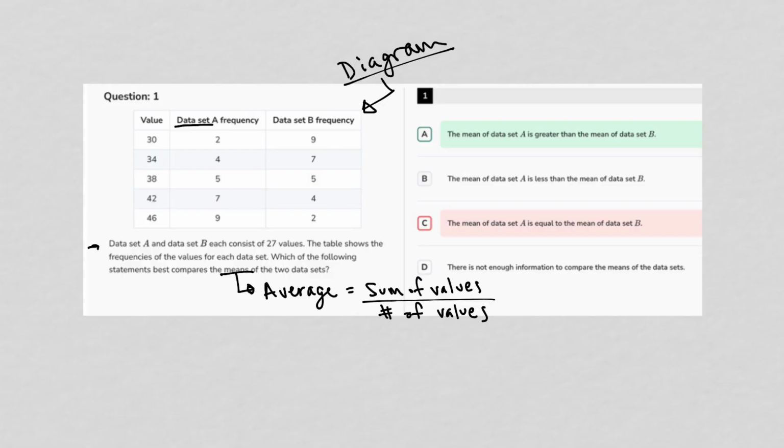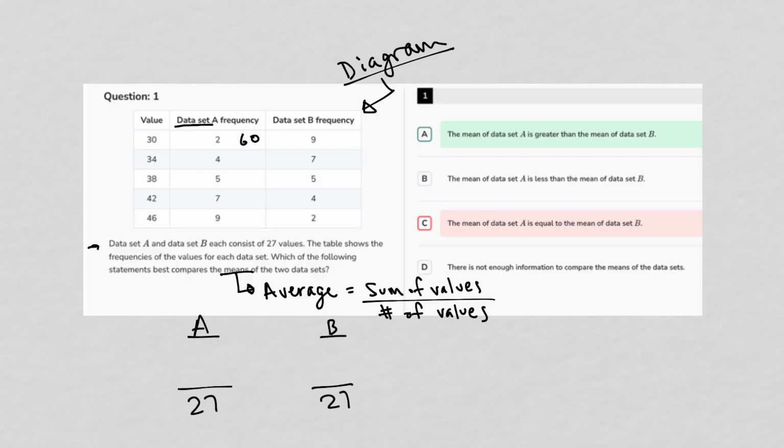We know that the number of values for both is 27, right? So for data set A, we have 27 values, and for data set B, we also have 27 values. So those would be our denominators. But what is the sum of the values? So for data set A, the sum of values would be 2 times 30, right? Because there's 2 30s, so that makes it 60.